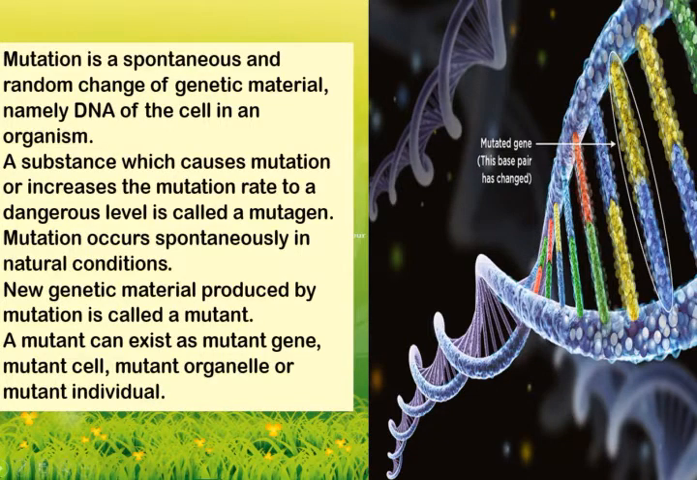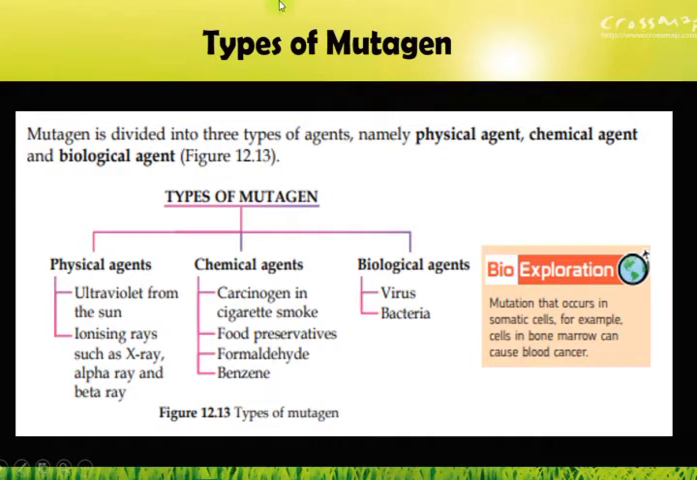Right, so we go to the types of the mutation. So what is a mutagen? A mutagen refers to a substance that causes mutation. Mutagens can be divided into three types of agent, namely physical agent, chemical agent, and also biological agent. Right, so we go to the physical agent first.